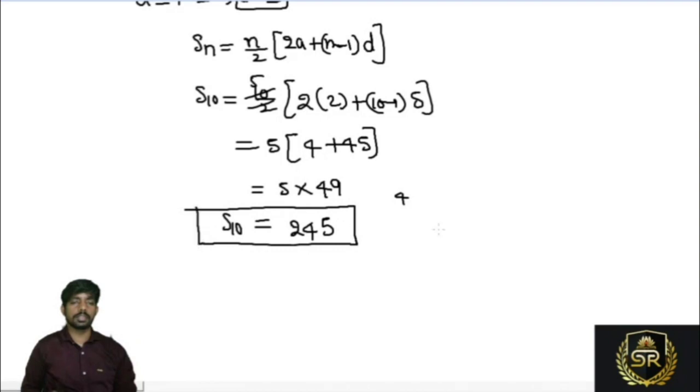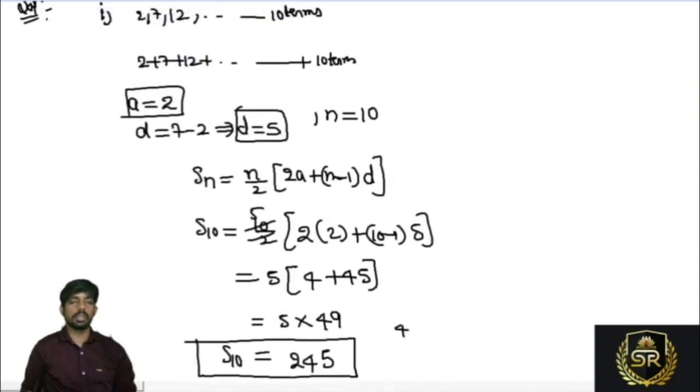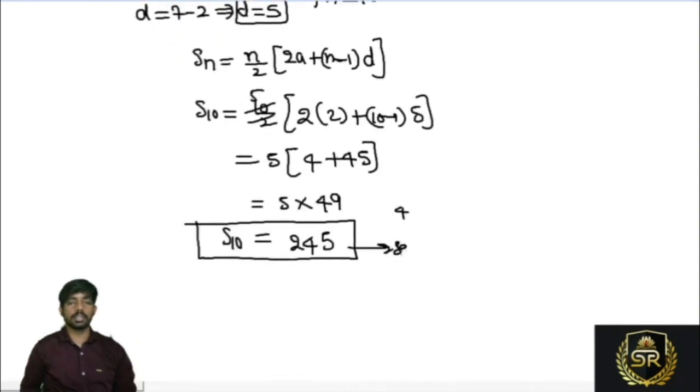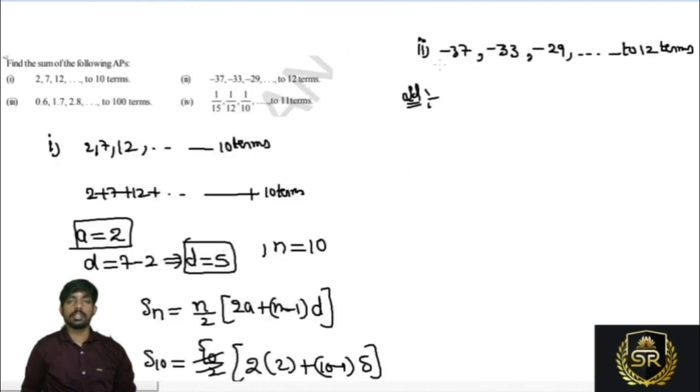Sum of terms in the series gives you 245 as the result. Okay, 245 is the solution. That's all, this is the solution. Okay, here in the second question, what is being asked? Same, sum of terms in AP. So here we need to add up every term in the series up to 12 terms.